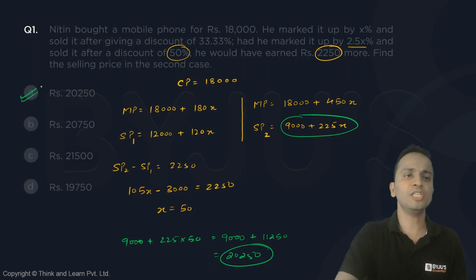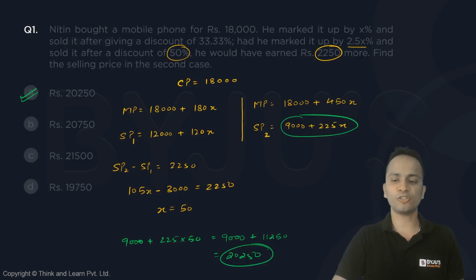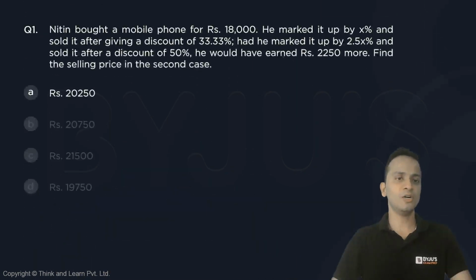The correct answer should be option A. So option A is the correct answer for the first question. All right. Now let's move on towards the second question. This one, I could say, was an easy question.